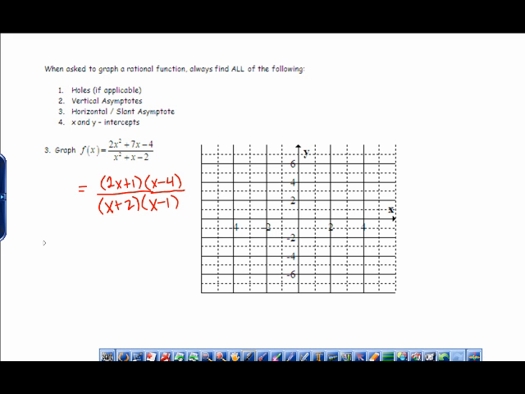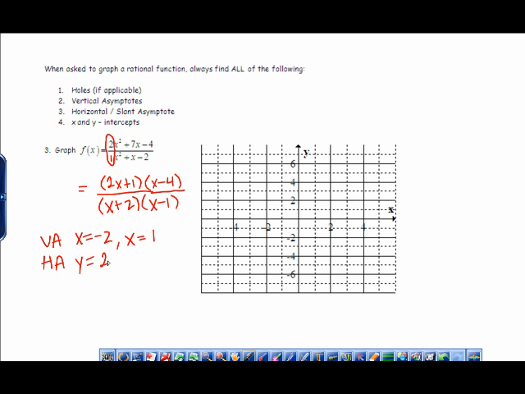But I do have some vertical asymptotes. I'm going to look at my denominator. I have a vertical asymptote at x equals -2, and I have a vertical asymptote at x equals 1. In terms of horizontal or slant, the degree is the same, so this is kind of like the one I just worked. I'm going to have a horizontal asymptote of y equals. Now for this one, it's easier to look at the top, 2 over 1, or y equals 2.